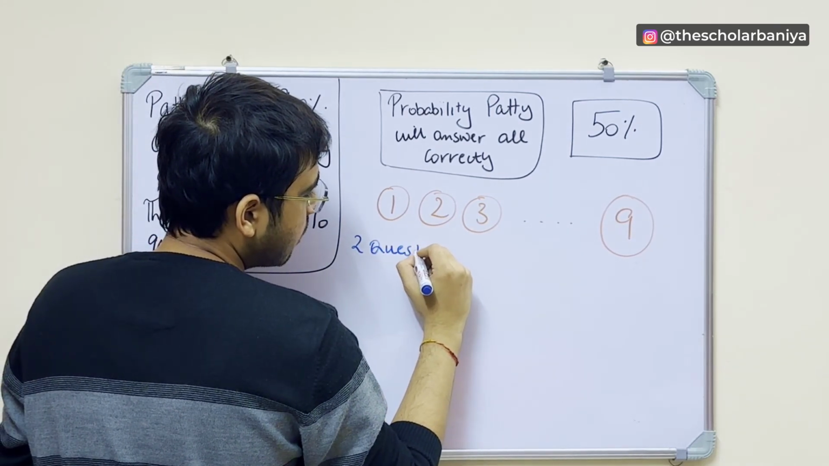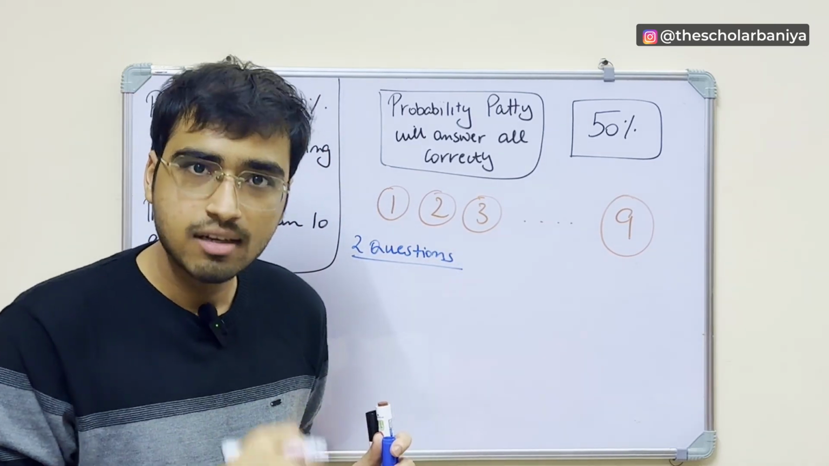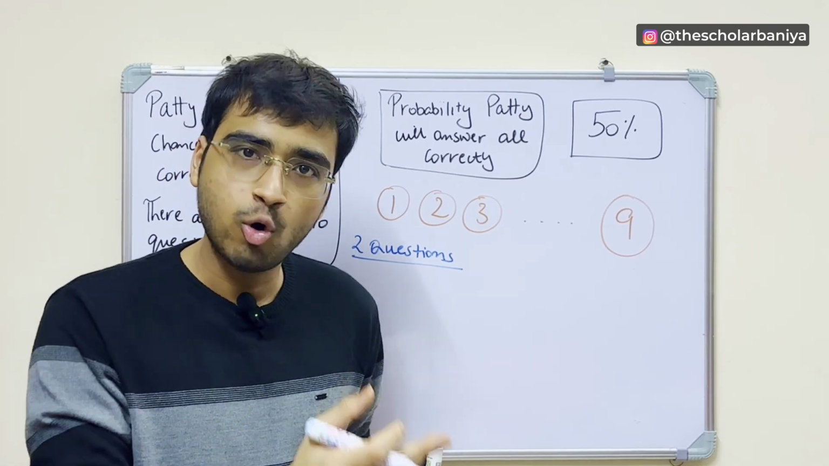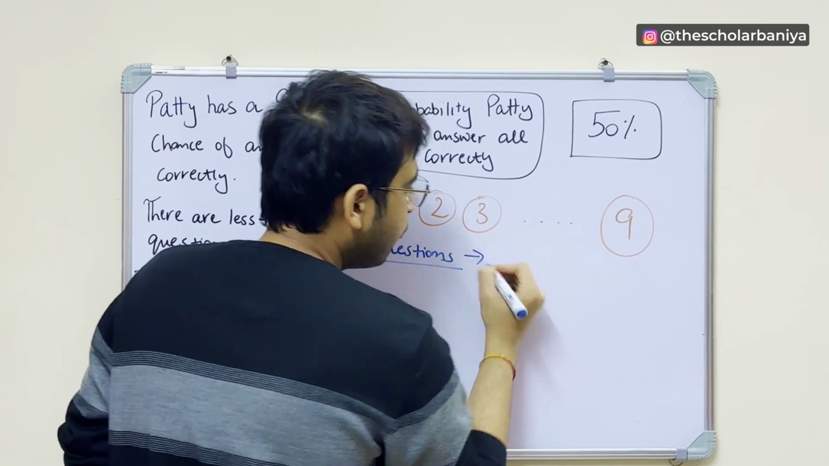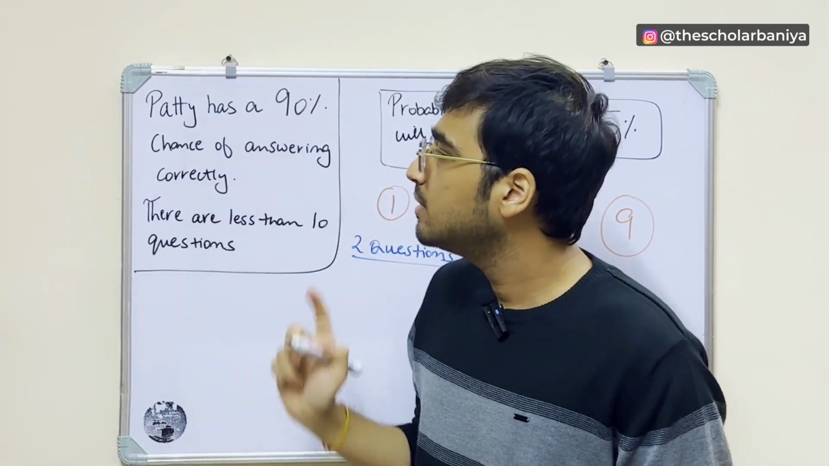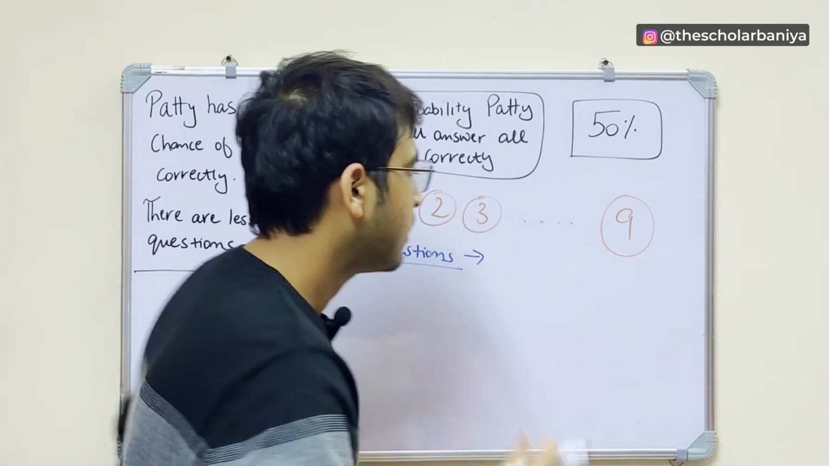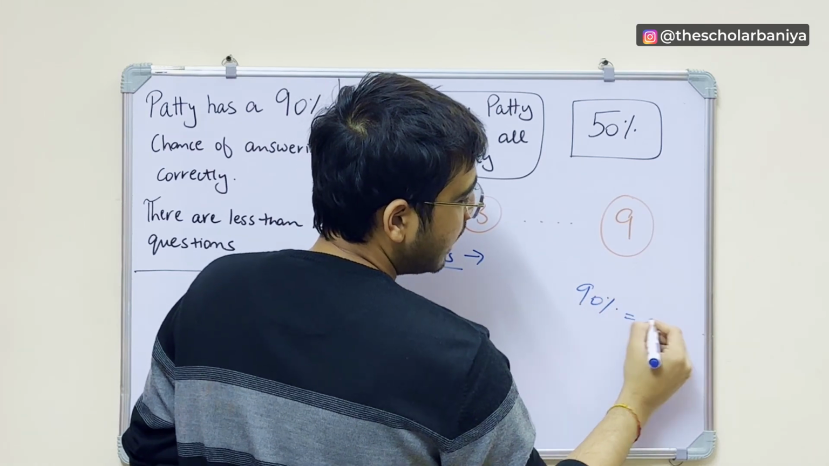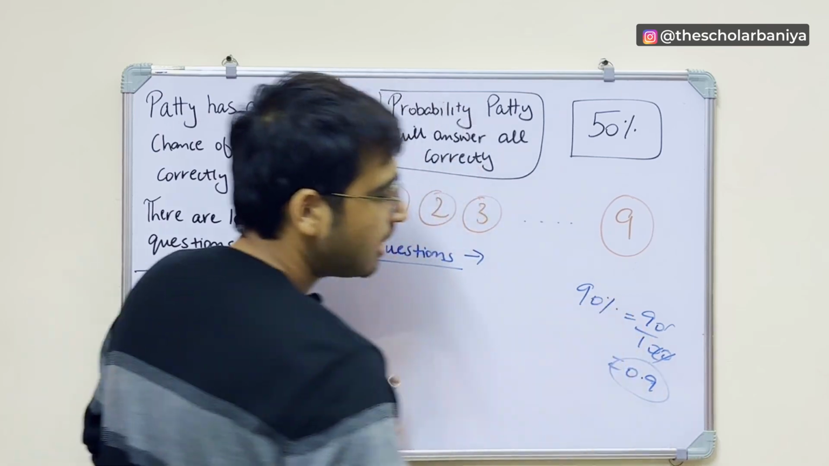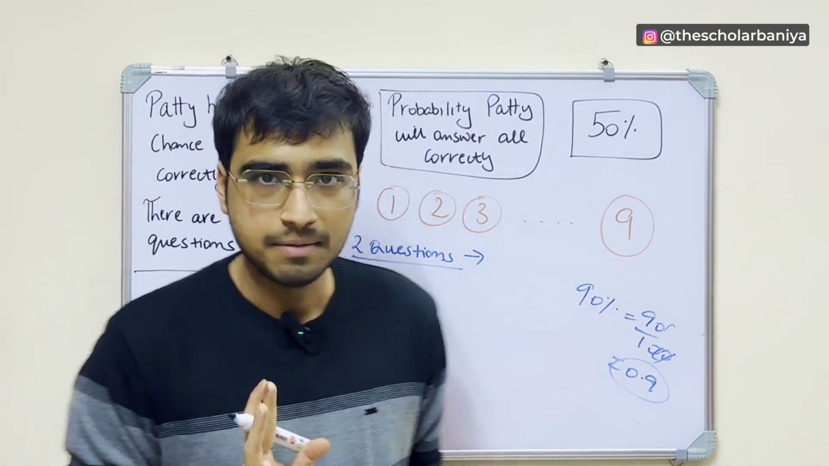right? So the probability of answering both the questions correctly means you will answer the first question correctly and you will answer the second question also correctly, right? So what is the probability of answering the question correctly? Patty has a 90% chance of answering correctly. That means there is a 0.9 probability. 90% chance means 90 upon 100, right? Which means 0.9. That means there is a probability of 0.9 that Patty will answer the question correctly.